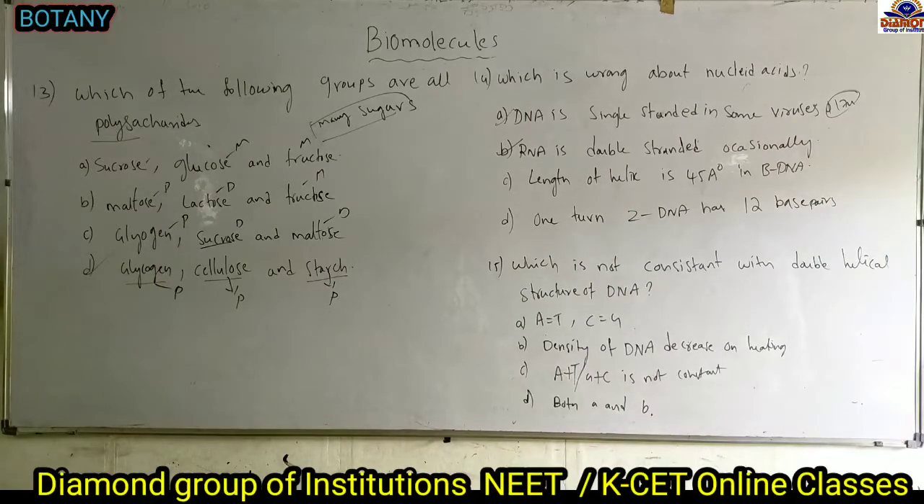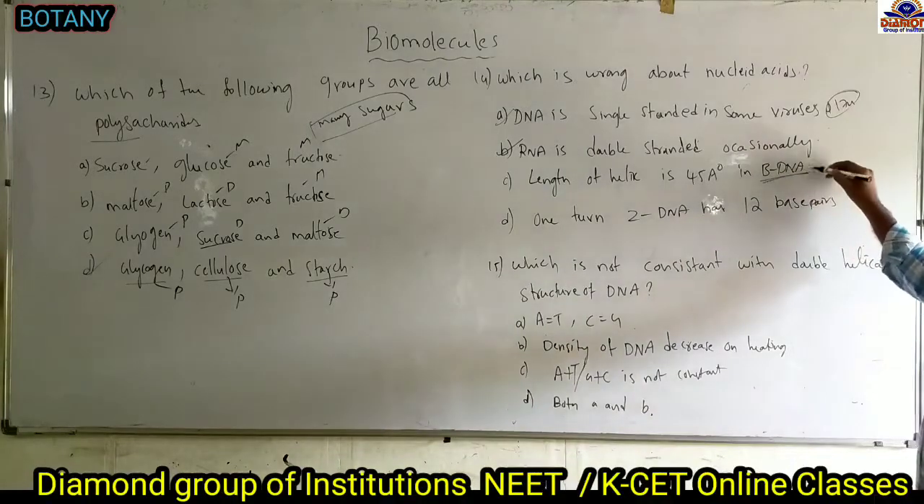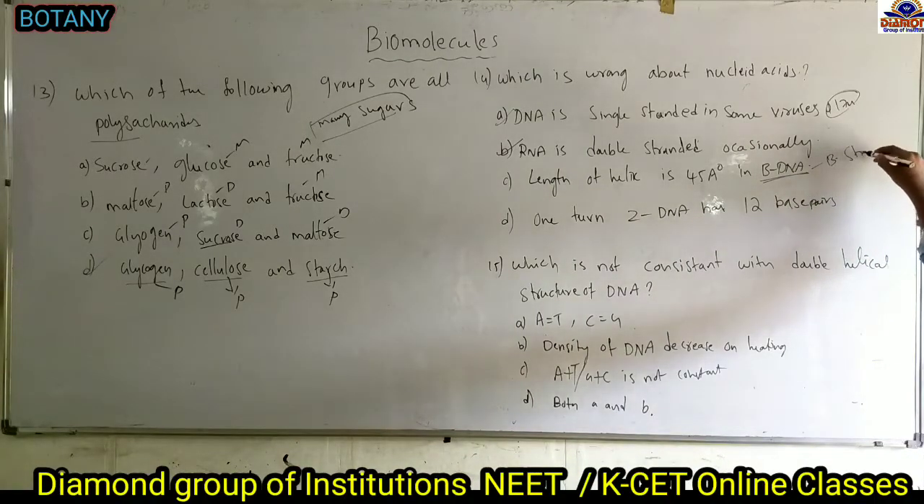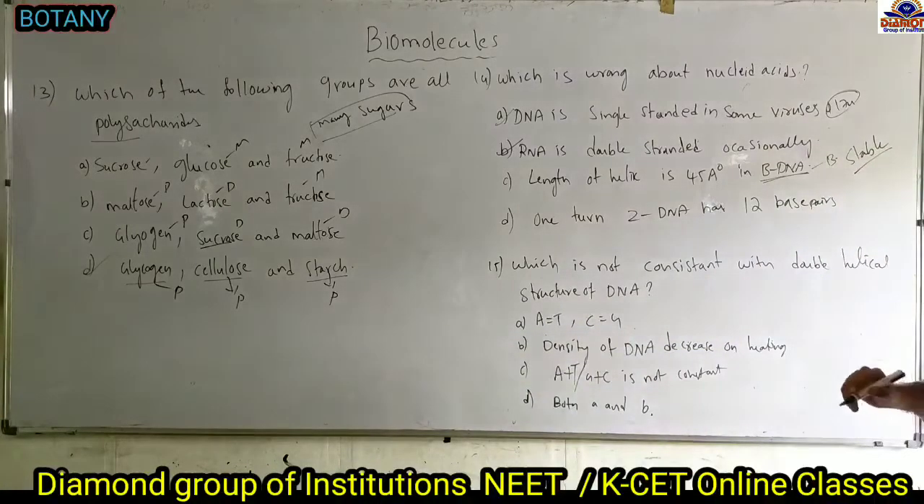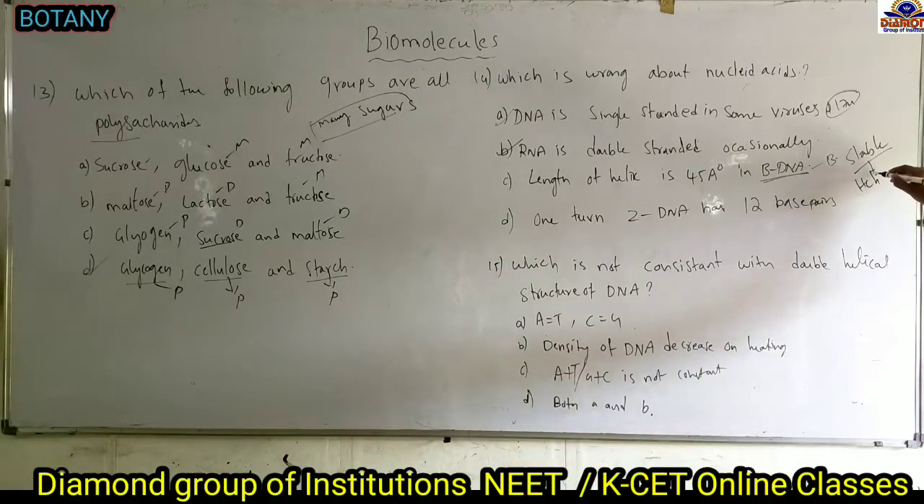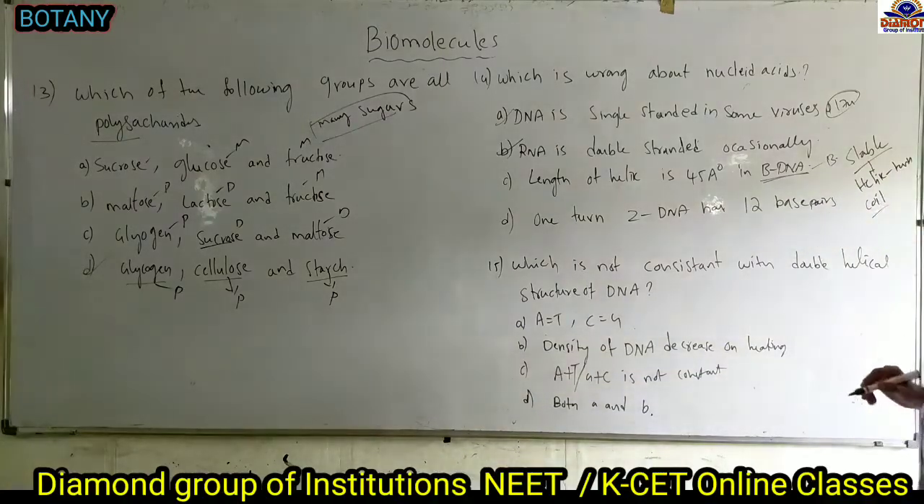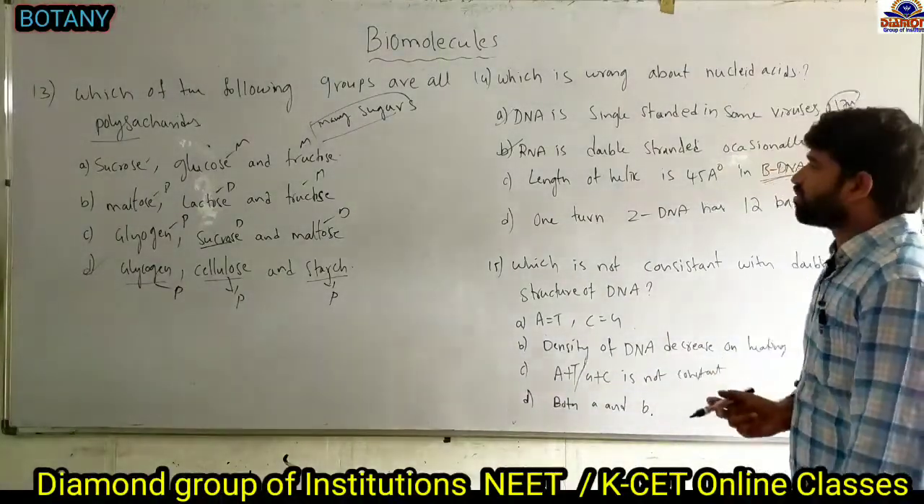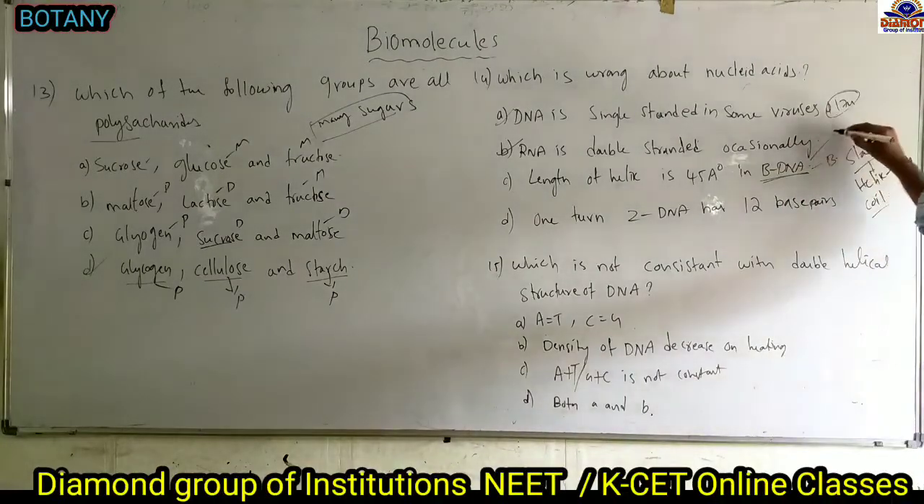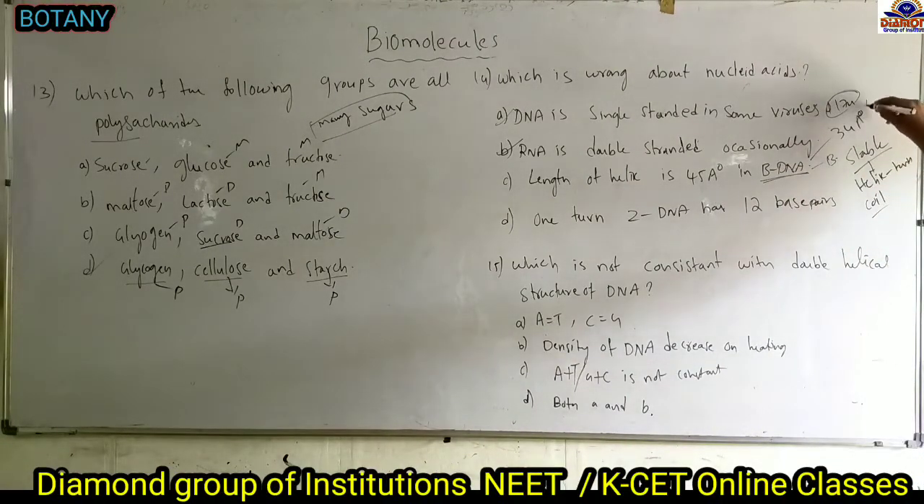The length of the helix is 45 angstroms in B-DNA. B-DNA is the balanced, stable DNA. In B-DNA, the length of the helix, also referred to as a turn or coil, is 34 angstrom units, otherwise 3.4 nanometers. It is not 45 angstrom units.